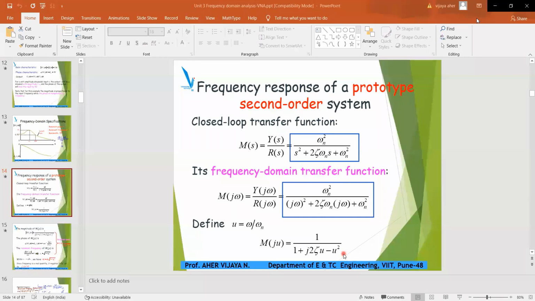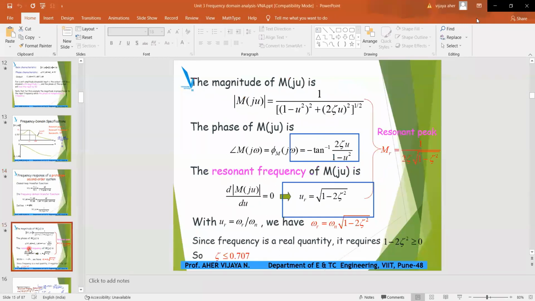I have put omega divided by omega n equal to u, and what is u? u is nothing but normalized frequency. You are supposed to write all these things. Now coming to magnitude and phase of the second order system as usual. We are going to write the equation for magnitude and phase.